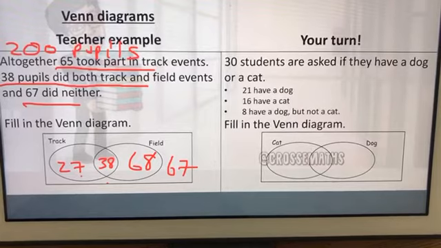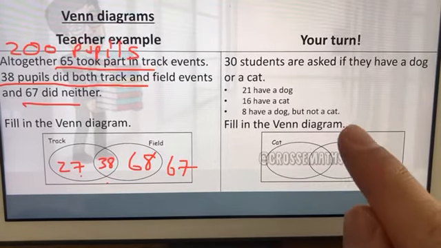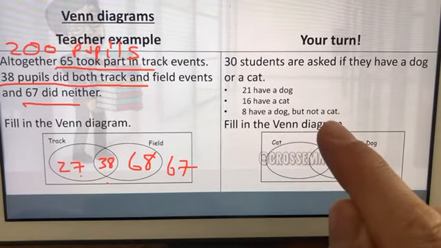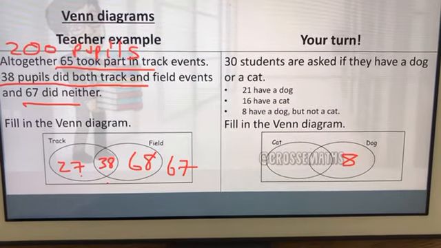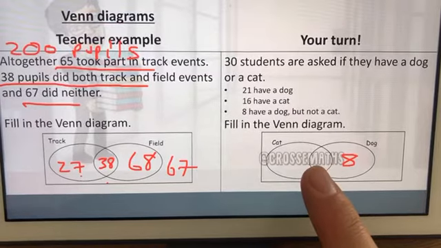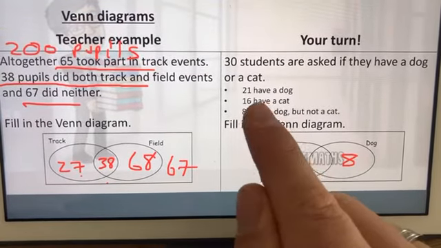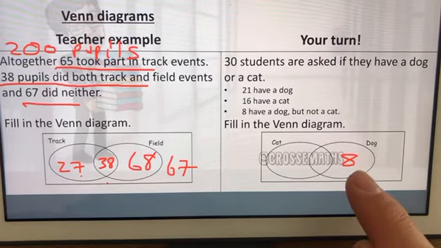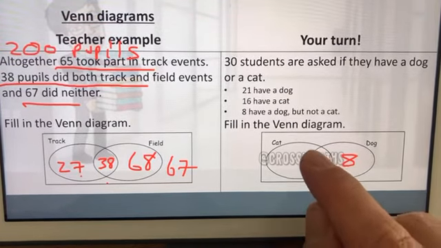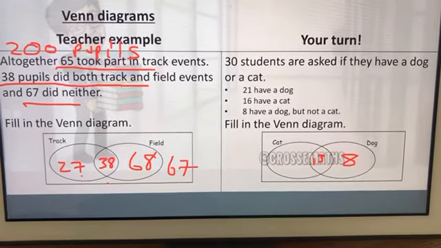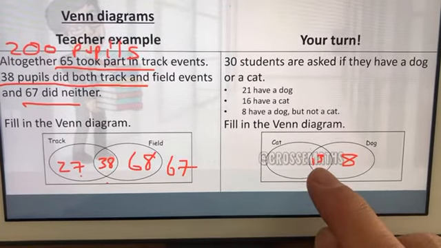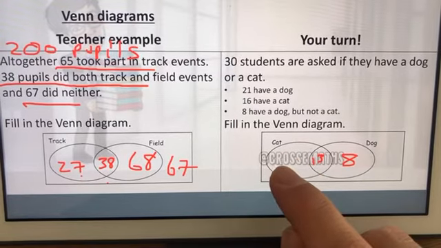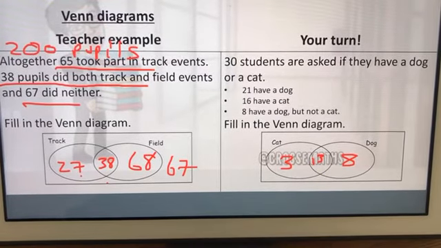Right, guys, it does take a little bit of backward thinking, okay? Start from the bottom bullet point. 8 have a dog but don't have a cat. So that's going to go in this bit by here. They definitely have a dog, but they don't go over into the cat circle. These people in the middle have both. If 21 have a dog altogether and 8 people just have a dog, that would mean 13 people have a dog and a cat. Then if 16 people have a cat and 13 people have a dog and a cat, 3 people will have just a cat, if that makes any sense.